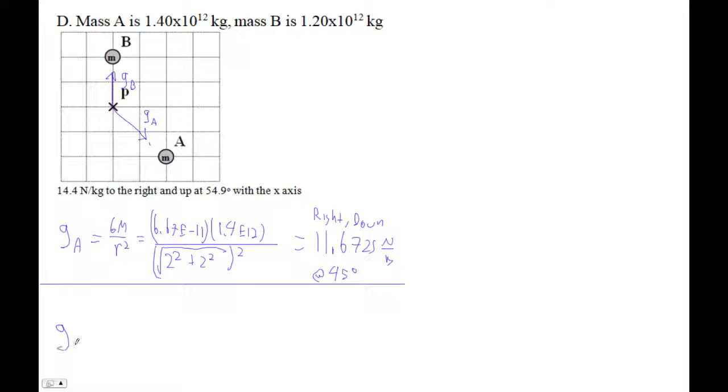So let's find the gravitational field due to B. This is going to be straight up. This is kind of fun. So this is 6.67 E minus 11, and then B is 1.2 E to the 12th. Then its distance is 2, 2 squared. That's 2 meters.